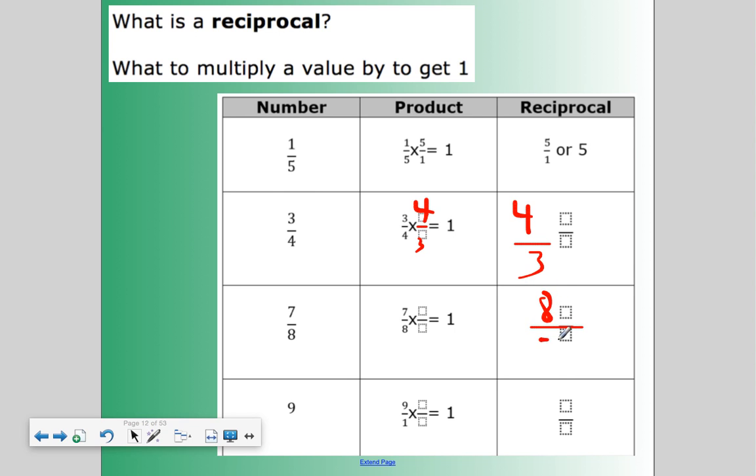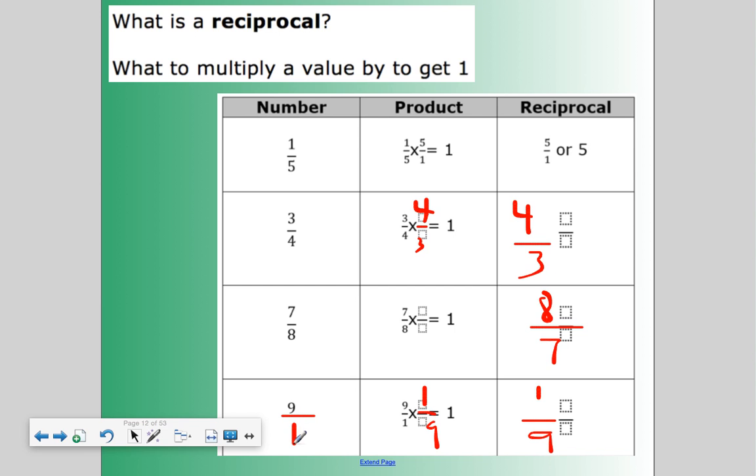What's the reciprocal of 7/8? 8/7. What is the reciprocal of 9? Before you say the reciprocal of 9 is 9/1, if you multiply 9/1 times 9/1, that's 81/1. That does not equal 1. That does not cancel. The reciprocal is 1/9. Again, how do you rewrite 9 in fraction form?